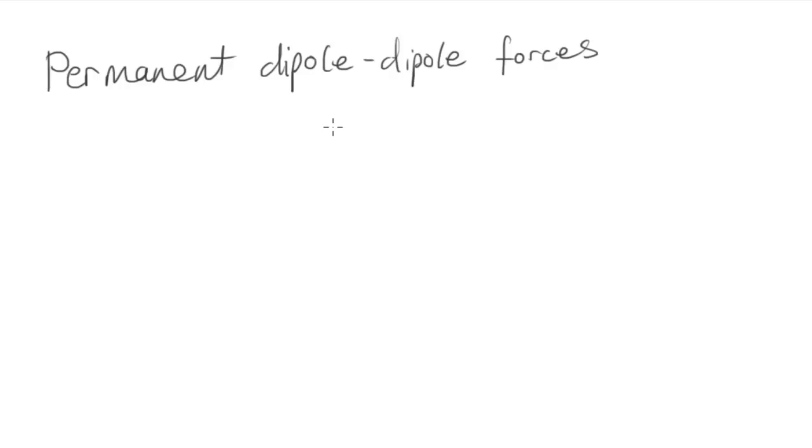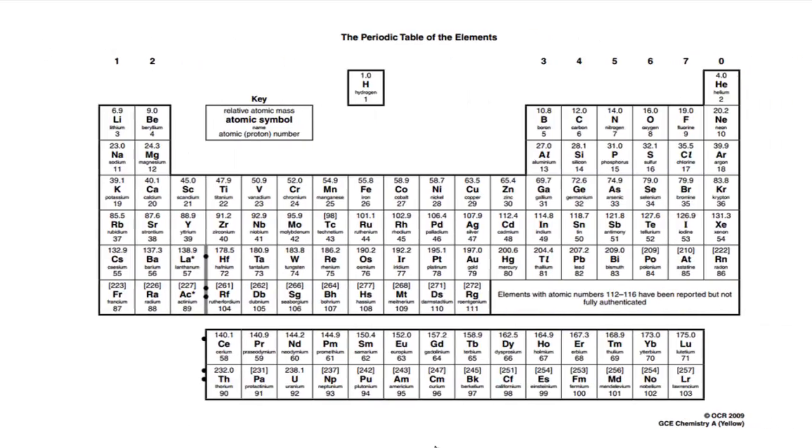In this video, I'm going to be talking about permanent dipole-dipole forces. This is similar to van der Waals forces, except this is caused by the dipoles which exist in polar molecules. Polar molecules are molecules in which, at practically all times, there's a dipole. That's caused by the difference in electronegativity between the bonding atoms in the molecule.